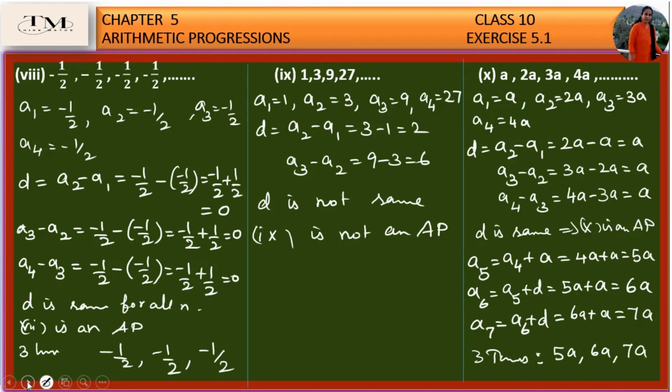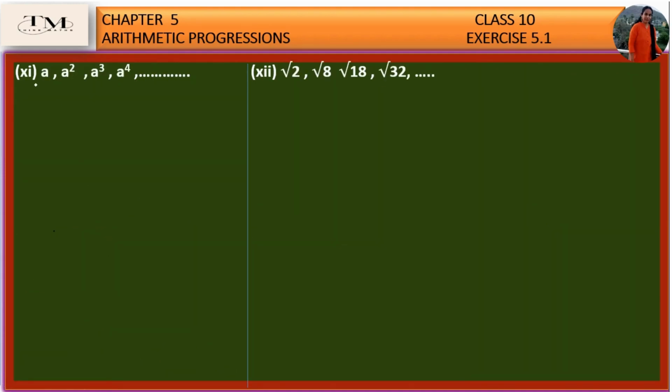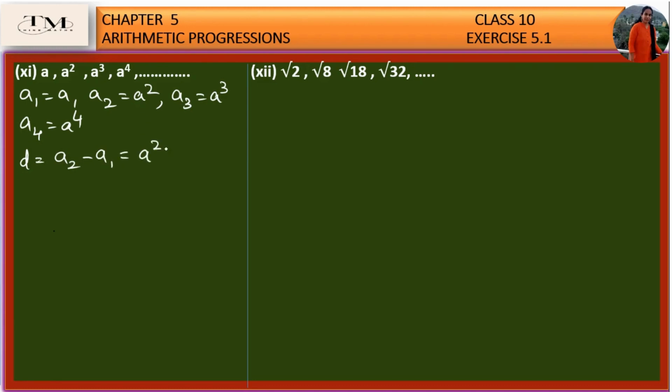Okay. Next one, 11th problem. Here the first term is A, the second term is A square, the third term is A cube, the fourth term is A power 4. So D is A2 minus A1. A2 is A square minus A. If I take one A outside from A square, which means A into A, so I took one A, that will leave one A remaining. Here I took one A, so it is 1.